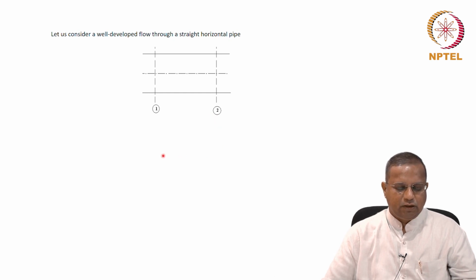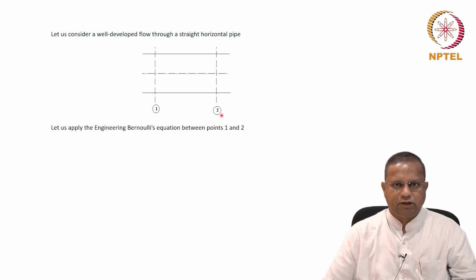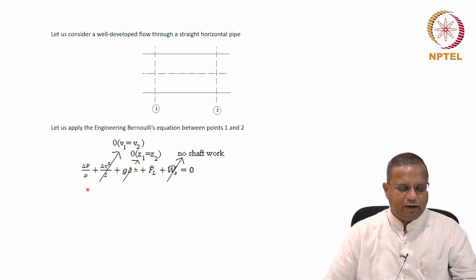The engineering Bernoulli equation is typically applied between cross sections, macroscopic, right? Here, if we apply the engineering Bernoulli equation between points 1 and 2, we get delta P by rho plus delta V squared by 2 plus g delta H plus F_L hat plus W_S hat equals 0. That's the engineering Bernoulli equation. This you can close your eyes and write down.